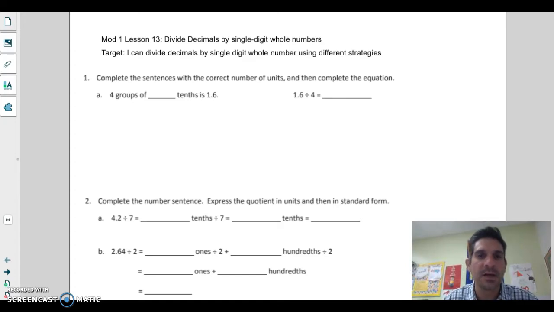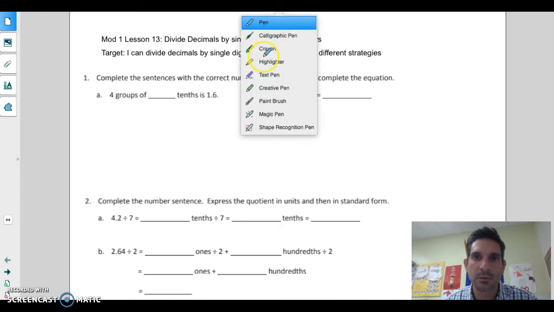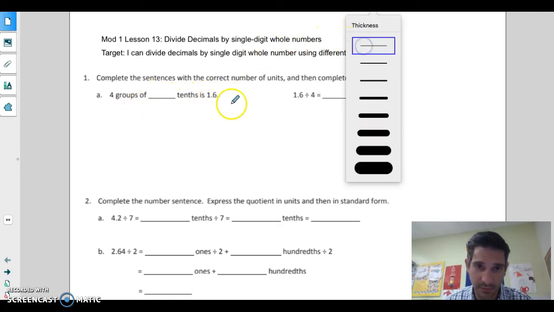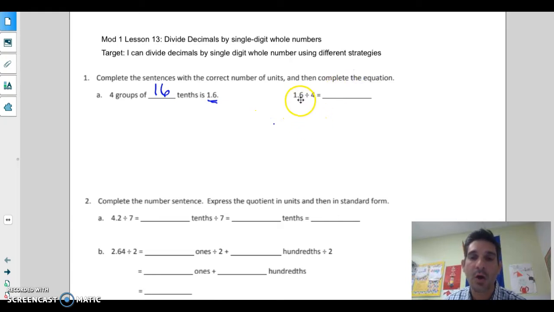So look at number 1. It says complete the sentence with the correct number of units and then complete the equation. So what I'm going to do is this. It says 4 groups of blank is 16 tenths. So 4 groups of, well, how many tenths do I have in 1 6/10? I have 16 tenths. So 16 tenths divided by 4 is 4 tenths. And as a decimal, that is equal to 0.4.